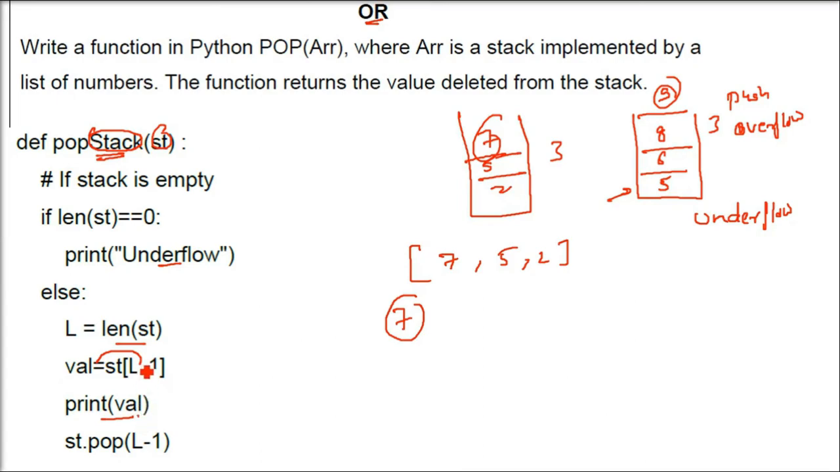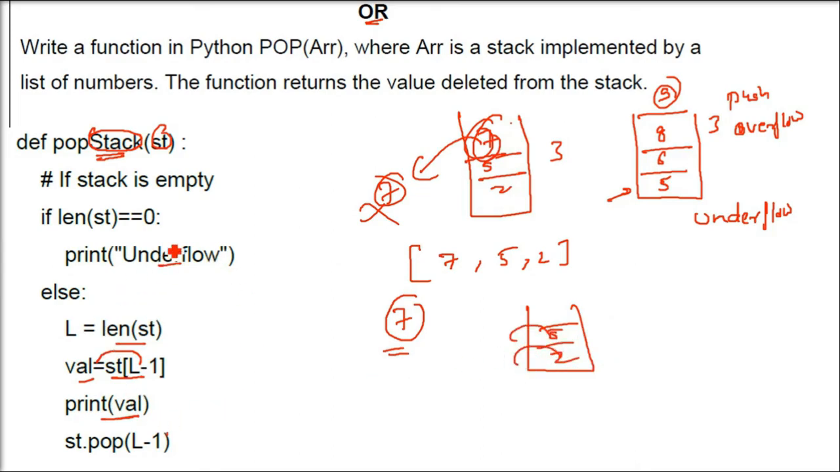It will be printed, and then you have to do st.pop L-1. This will be popped, because now this st, which was the actual array, or ARR, being passed, now you have to pop this element. So now you are actually removing this 7. Now only 5 and 2 are remaining. And you will do this again and again till 5 and 2 are also taken out. And once 2 is taken out, the length of st will be 0. So finally the underflow condition will come, and before that we have already popped out whatever element is contained inside. So this is the solution.